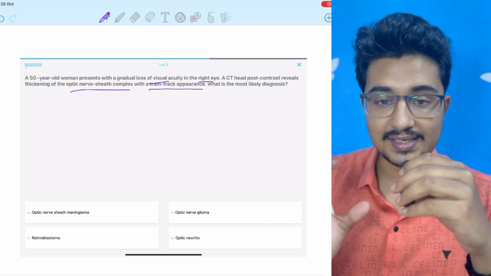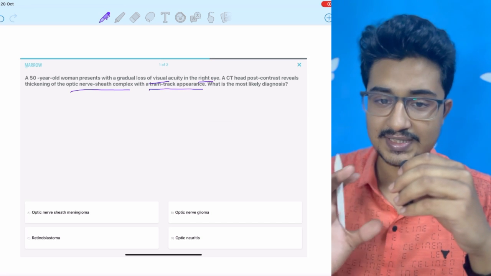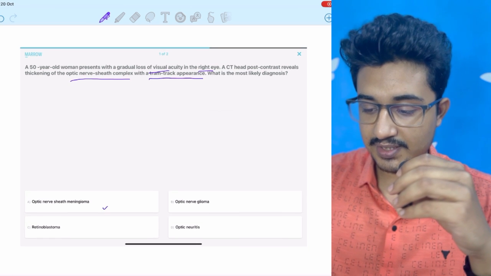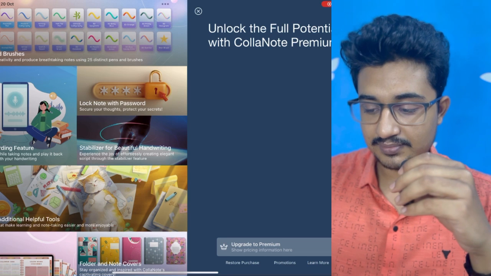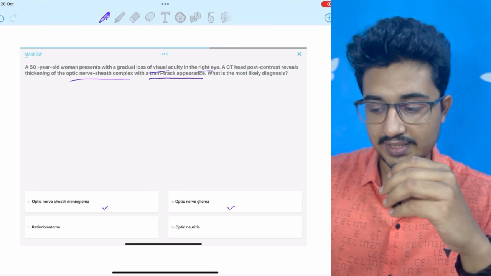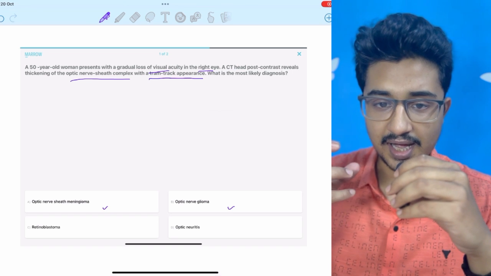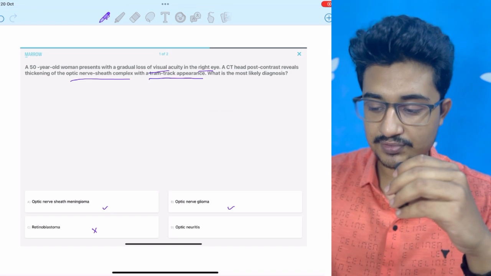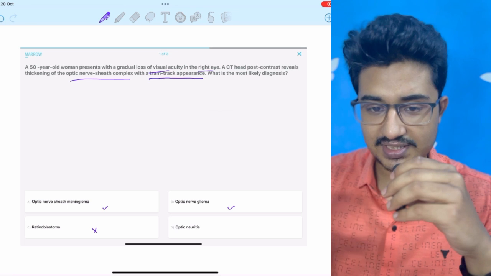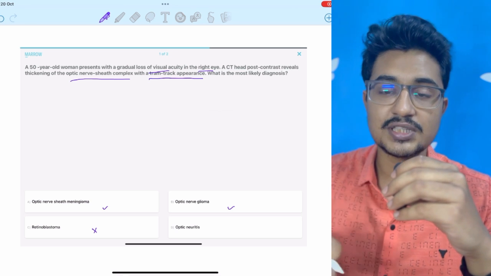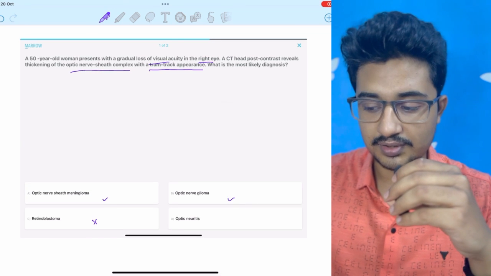So there is thickening of the optic nerve complex, meaning any disease related to the optic nerve. It could be optic sheath meningioma. It could be optic nerve glioma. Retinoblastoma involves more of the eyeball content, so it is ruled out. It specifically does not just involve the nerve. In CT scan, you will see ocular calcification and all.